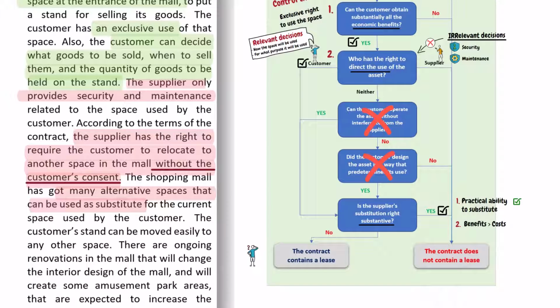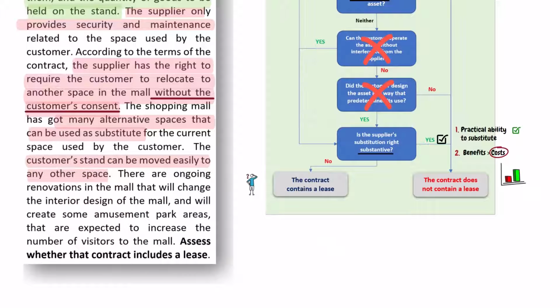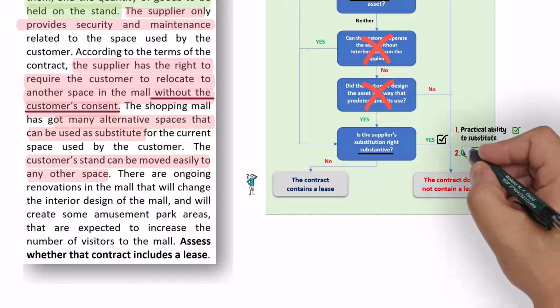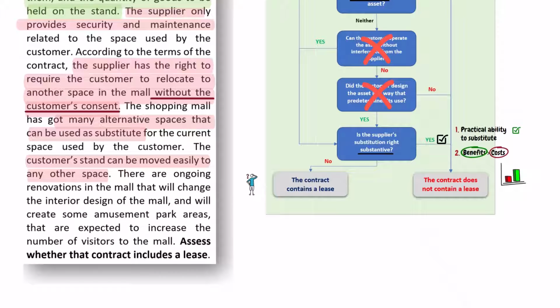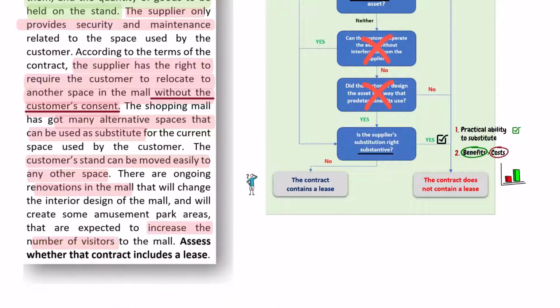Second, the supplier will benefit economically from the substitution. The benefits from the substitution exceed its costs. Costs of substitution for the supplier are very low, if any. The customer will just move the stand of goods to an alternative space inside the mall. On the other hand, the benefits from the substitution are high, as it will be easy for the supplier to manage the space as required, to complete the mall renovation, that when completed will boost the number of visitors to the mall. So, the second condition is also satisfied.